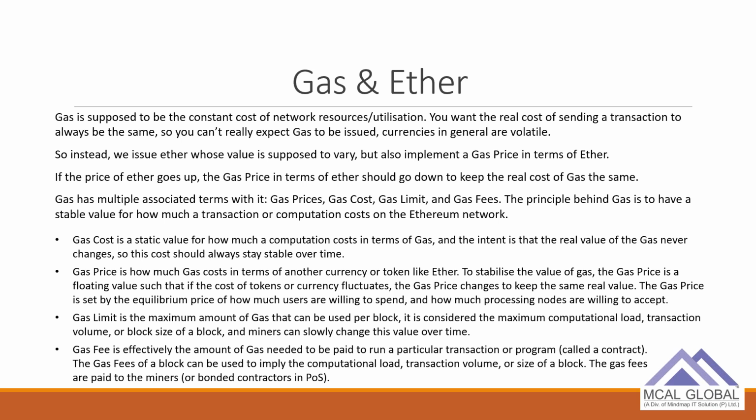So that is why there is a mechanism wherein the price of gas remains constant. Whenever the coin price goes too high, the gas is adjusted. The amount of gas that would be needed to execute the transaction is adjusted automatically in the platform. So for you as the user specifying the gas, the transaction fee remains more or less constant. It does not move with the fluctuation of the currency. So as it is written here, gas is supposed to be a constant cost of network resources by utilization. You want the real cost of sending a transaction to be more or less always the same.